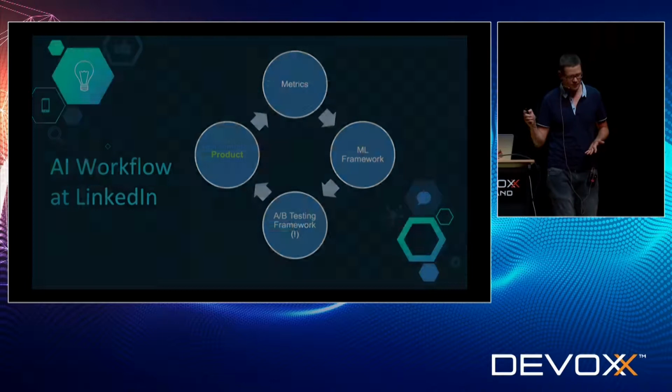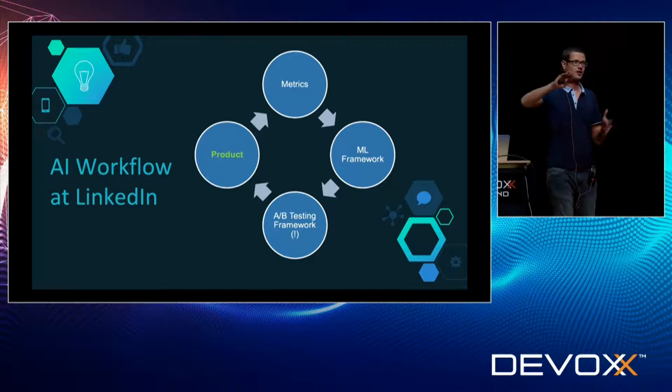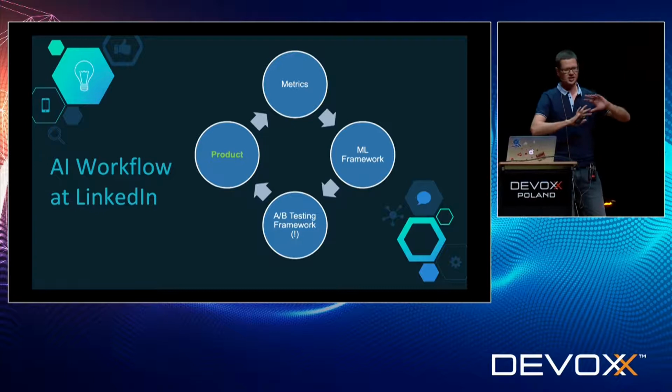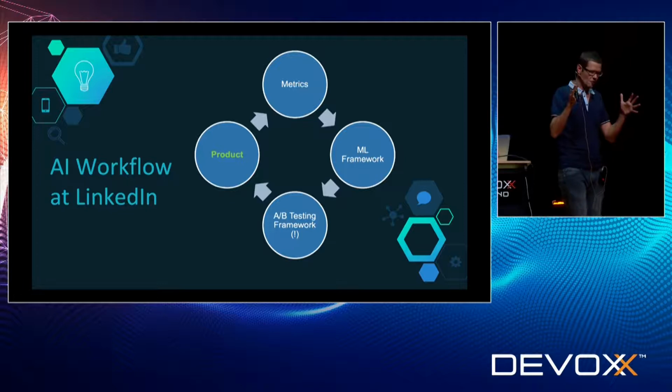All right. So let's zoom into the AI workflow at LinkedIn. On a high level, everything starts with the product. We have a vision for LinkedIn: we want you to get the best job possible. Product managers, engineers, and executives, the entire company works on designing what the product should be doing, right? Once we have our true north, our goal, our vision, we can go into metrics.